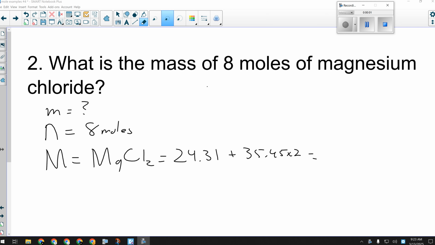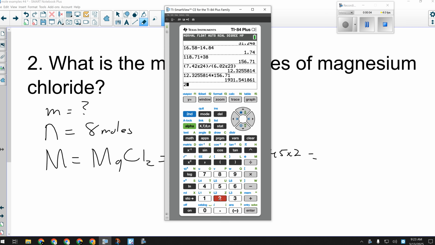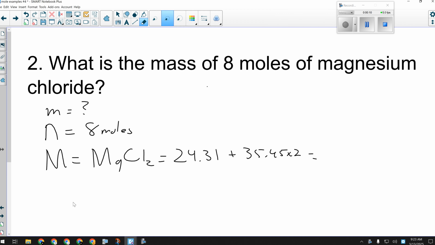Okay, so punch that in. We have our 24.31 plus 35.45 times 2. So we're looking at 95.21 grams per mole. And we're looking for little m.